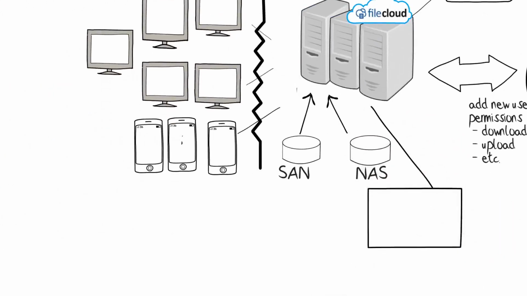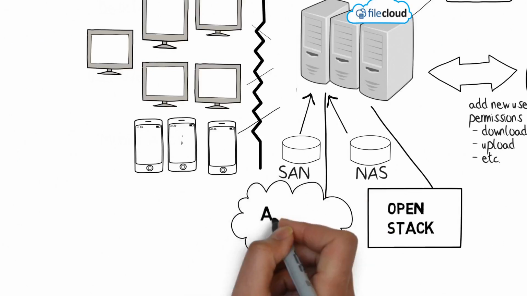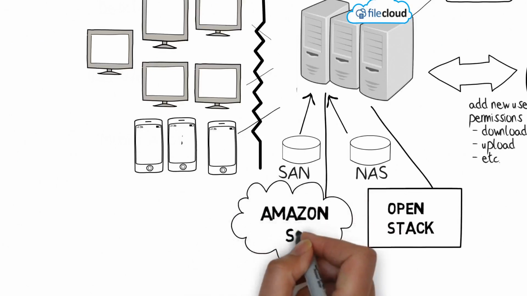For larger deployments, we recommend using redundant object storage systems like OpenStack. Having redundancy helps in ensuring high availability and recovery. You could also use cloud storage such as Amazon S3 to store files.